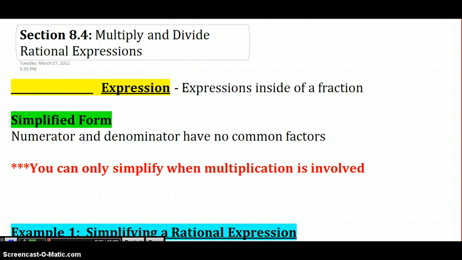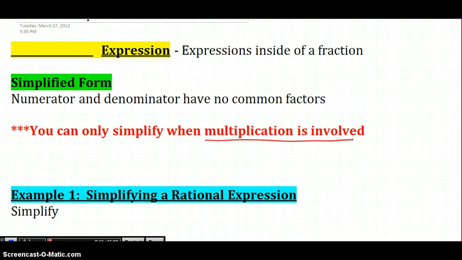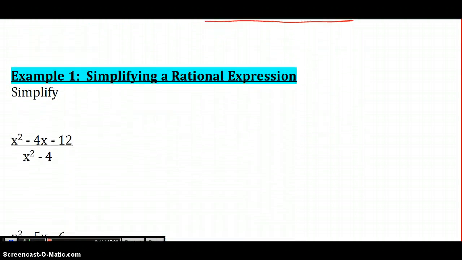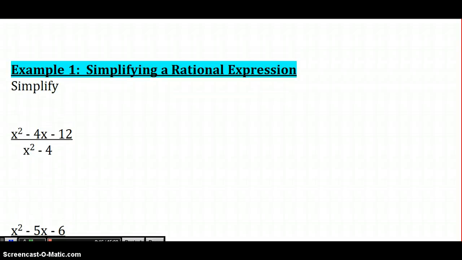In simplified form, that would mean that the numerator and denominator have no common factors. In other words, you can't cancel anything out of the numerator and the denominator. There's no common factors left. And you can only simplify when we're working in multiplication. So if we look at our first example, we're going to simplify rational expressions.